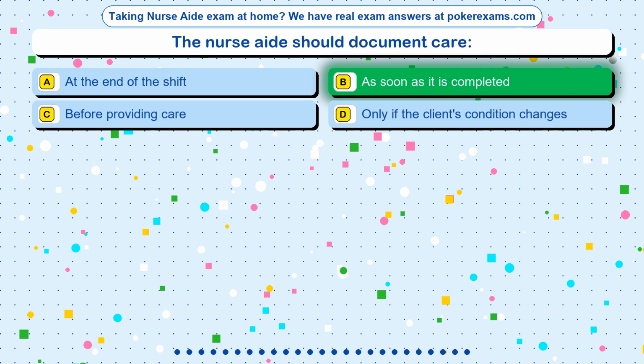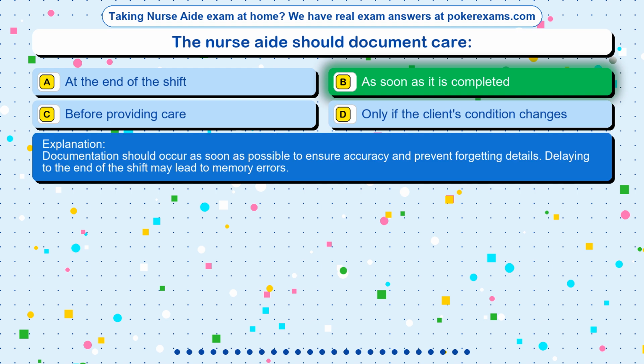The correct answer is option B, as soon as it is completed. Documentation should occur as soon as possible to ensure accuracy and prevent forgetting details. Delaying to the end of the shift may lead to memory errors.